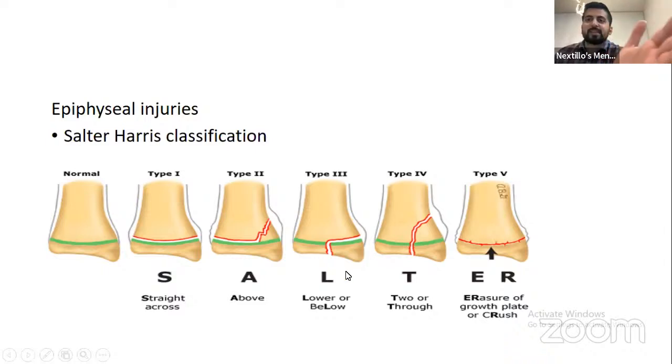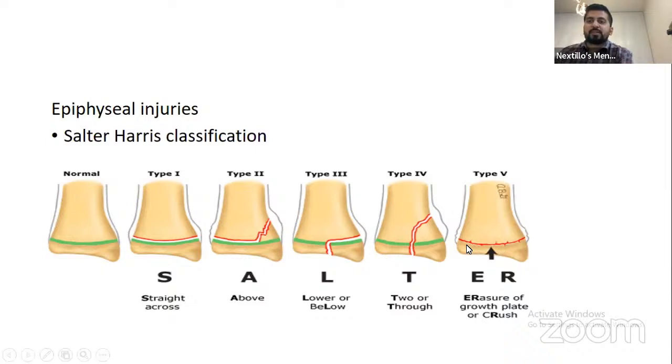Type 3 is basically low or below, and as you can see here, the fracture is extending from the metaphysis through the growth plate into the physeal region. So L is low or below, and L is type 3 fracture of Salter-Harris. Now in type 4 fracture, the injury goes through and through, which means it goes from the epiphysis into the metaphyseal region through the growth plate. This is type 4, which is known as through.